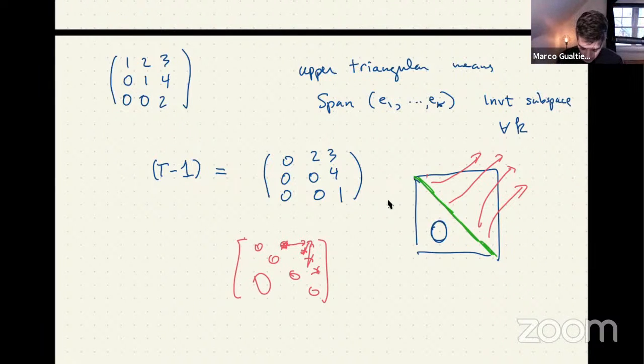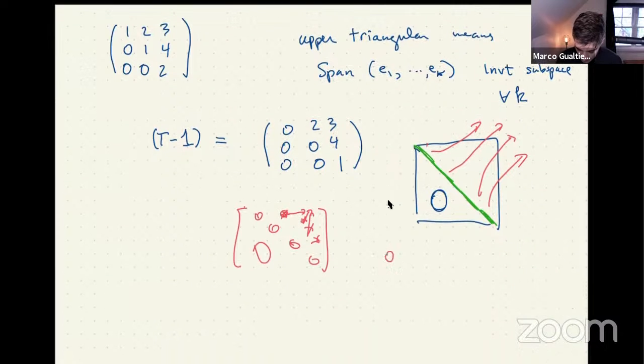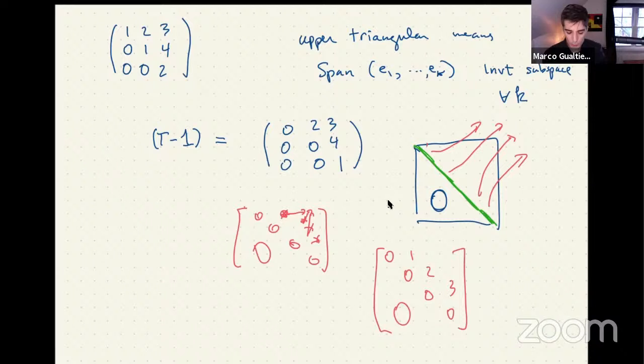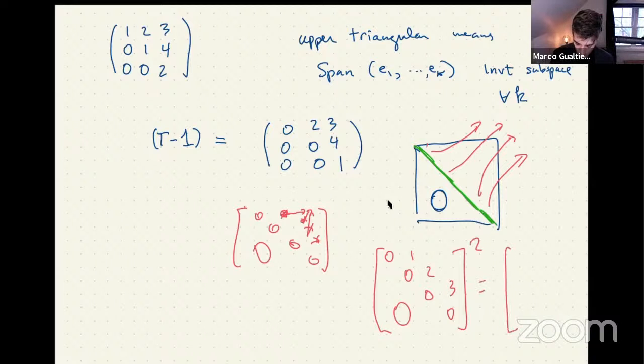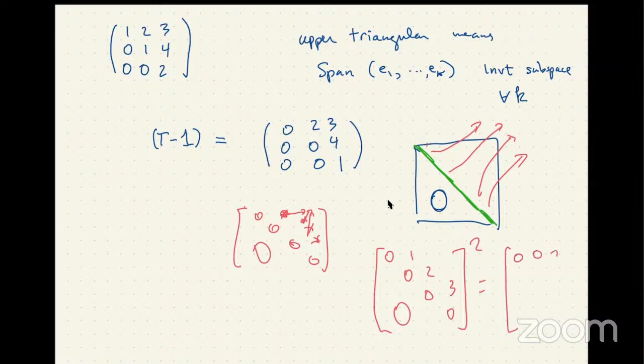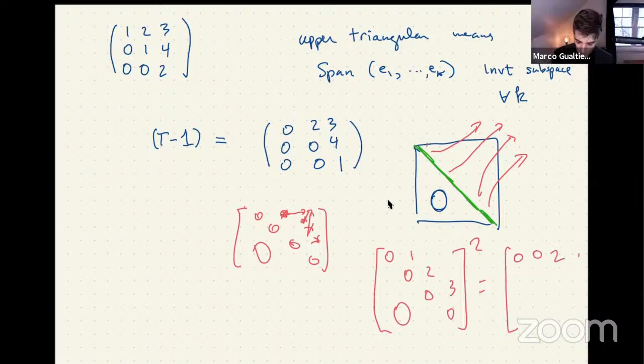So in other words, if I have something like this, and you just look at what happens when you square this, in the first row, what's going to happen? You're going to get zeros, nothing, and then 2, and then something. And then in the second row, you're going to get 0, 0, 0, 6, and then something, right?